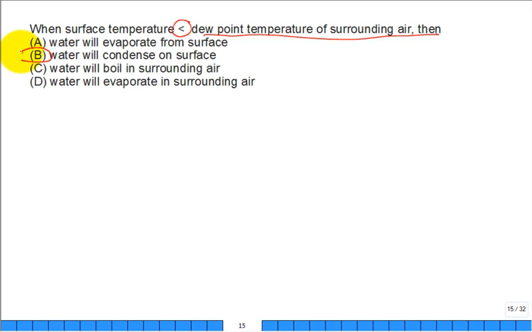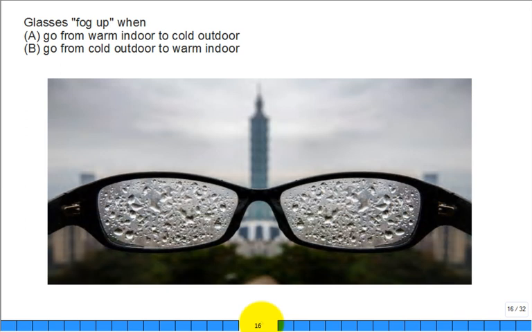Water will condense on that cold surface. B. Glasses. I see a few people wear glasses. I've worn glasses. So you have a huge advantage if you're a glasses wearer or if you've worn them before. So glasses fog up. I think we know what that means. Here's a picture of it.